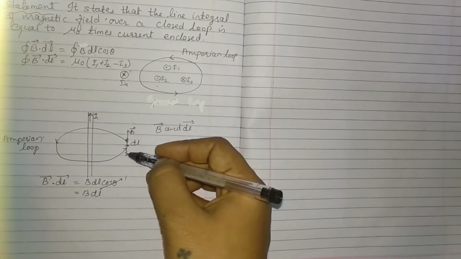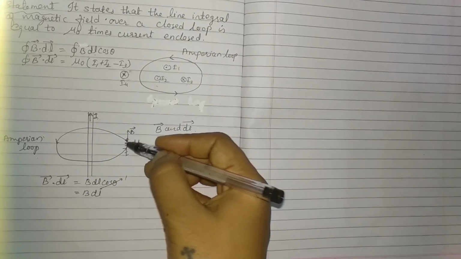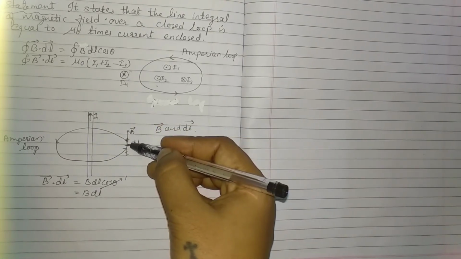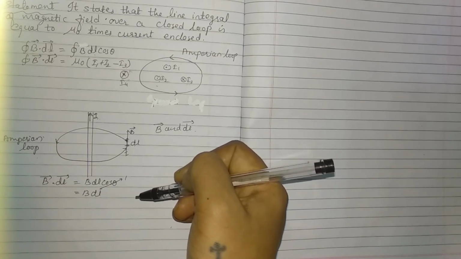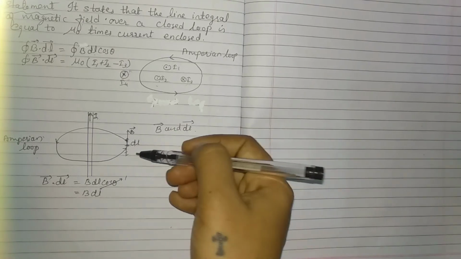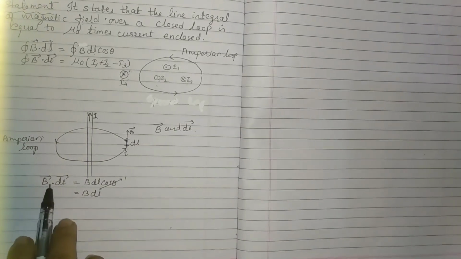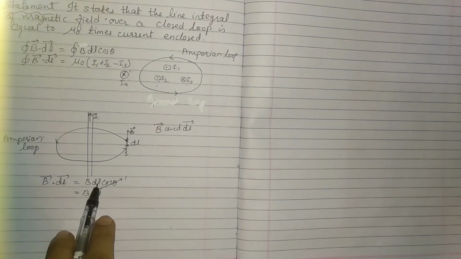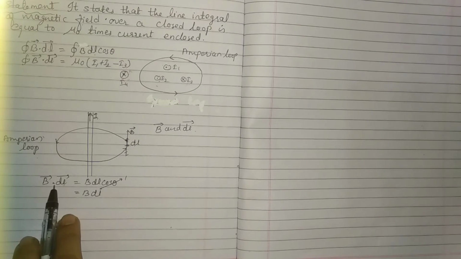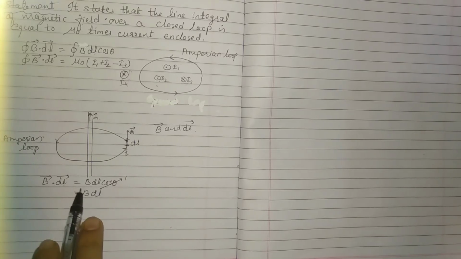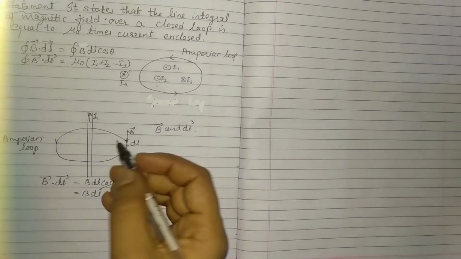Then the direction of this current length element, that is I dl, is in this direction. And if you apply the rule, then the magnetic field is also in this direction. So can I consider the theta between B and dl is 0, since they overlap? If I take B dot dl, it becomes B dl cos theta, since it is a dot product. And here theta is 0, so cos 0 becomes 1. So what will the expression reduce to? B dl.